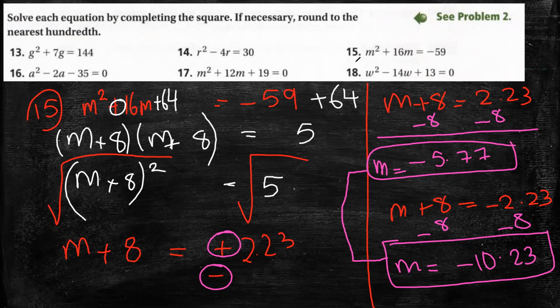For the positive 2.23, there's an answer, and for the negative 2.23, we have an answer. You must get two answers. If you get one, you made something wrong. Done?